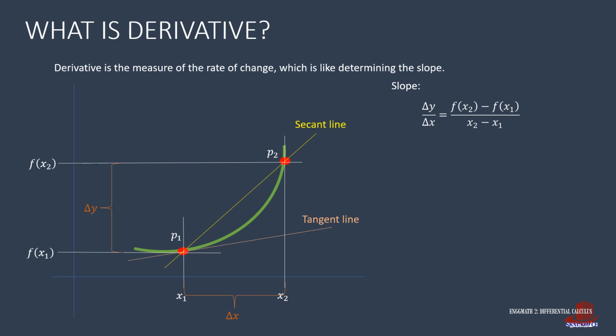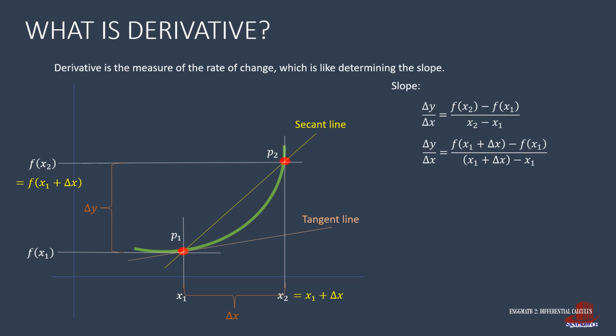Now, to avoid so many variables, we note that x sub 2 is just x sub 1 plus change in x. And having denoted this, we can also write the y-coordinate as the function of x sub 1 plus delta x. Place this into the equation to get f of x sub 1 plus delta x minus f of x sub 1 all over x sub 1 plus delta x minus x sub 1.